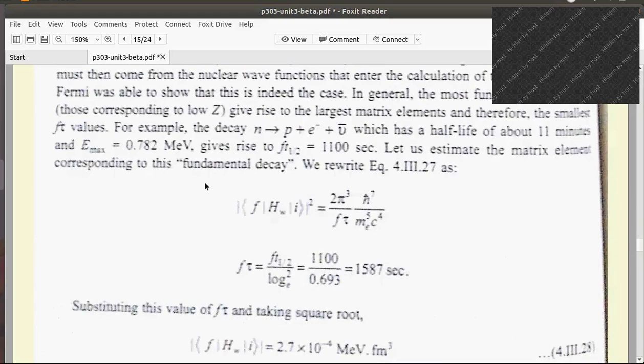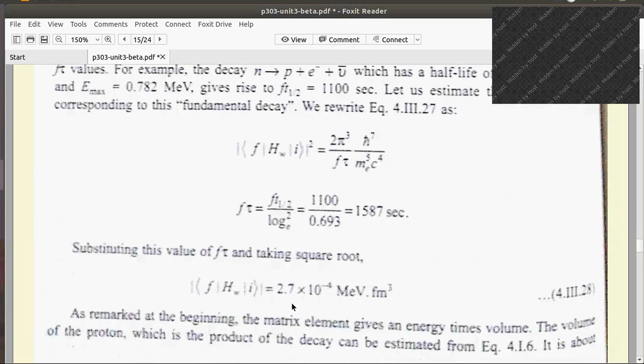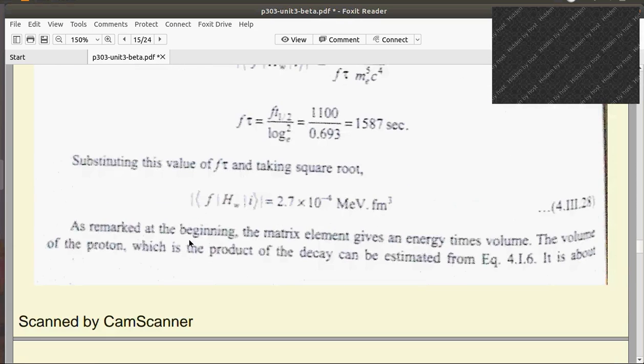We can estimate the matrix element corresponding to this fundamental decay. Substituting all the values, you get ft one half equal to 1100 seconds divided by log e raised to 0.693, so it will give you 1587 seconds. Substituting this ft and taking the square root, it gives you 2.7 × 10⁻⁴ MeV Fermi cube. As mentioned in the beginning, the matrix element gives an energy times volume.